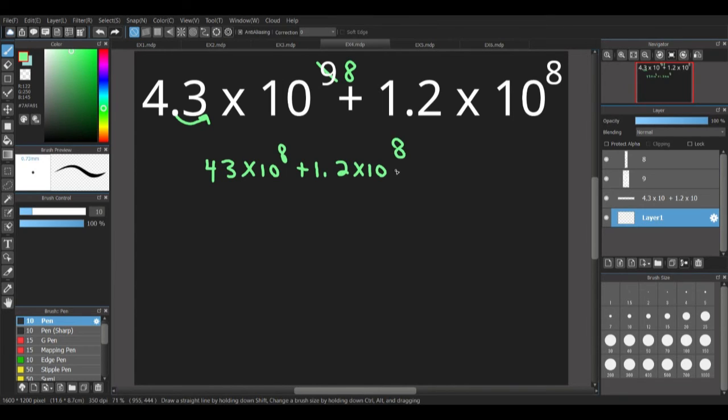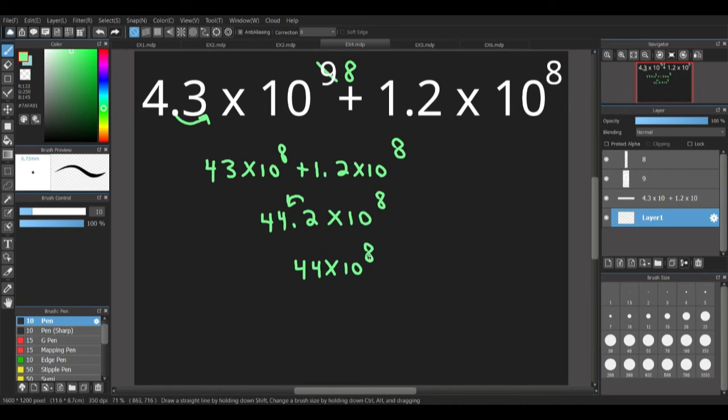Now that our exponents are the same, we can combine our two coefficients, yielding 44.2 times 10 to the 8th. Now, to round this to the correct amount of significant figures, we have to round to the ones place, because that's where 43, our least precise number, is precise to. That gives us 44 times 10 to the 8th.